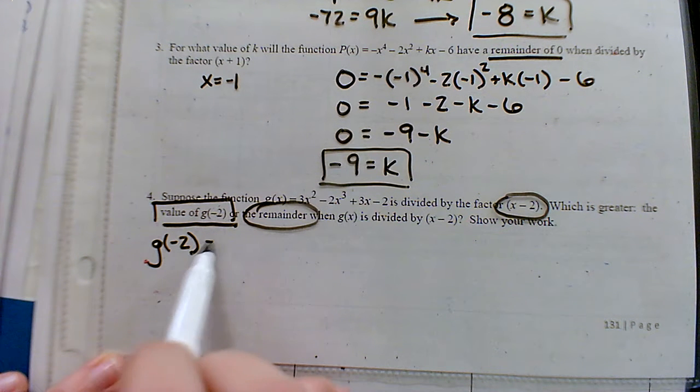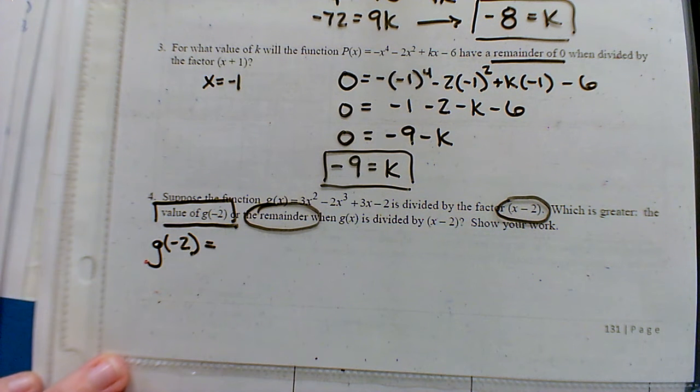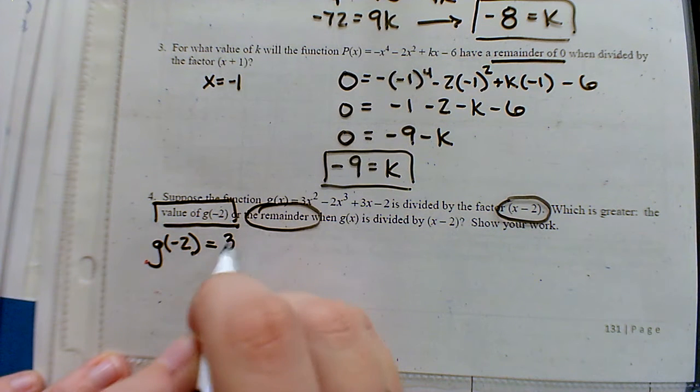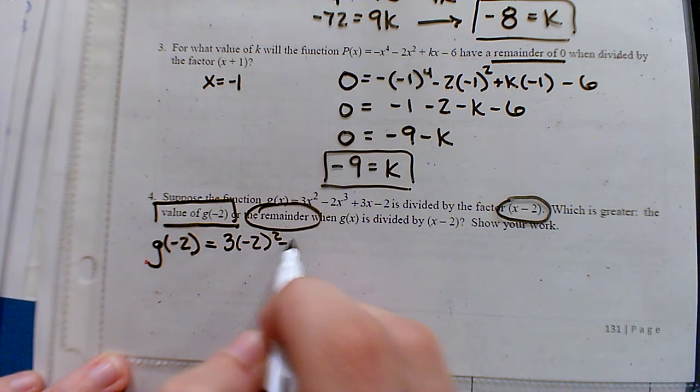What's that telling us to do? What does that notation symbolize or represent? Yeah. Plug negative 2 into x. There you go. We're going to plug in negative 2 for all those x's and see what we get.